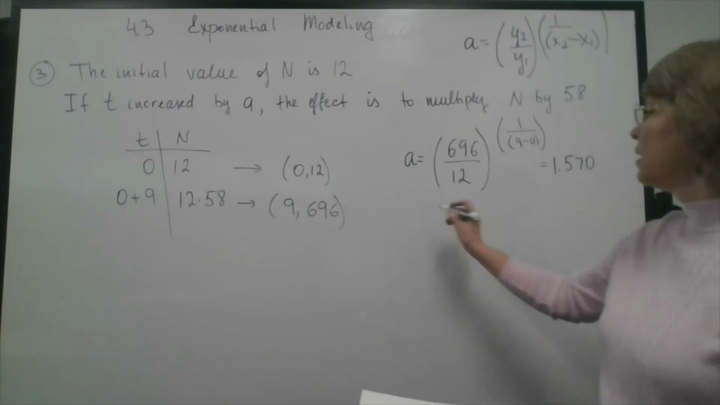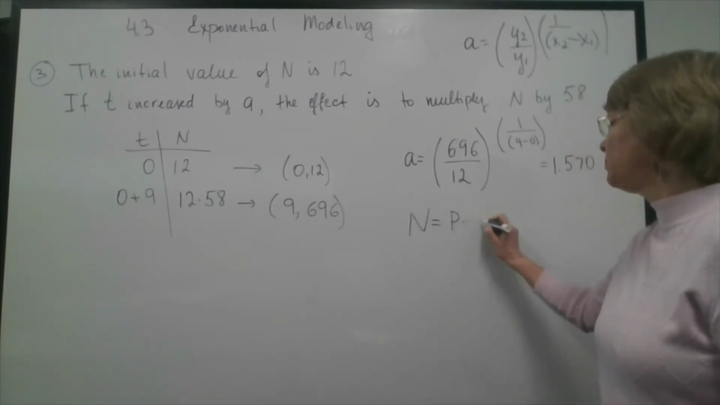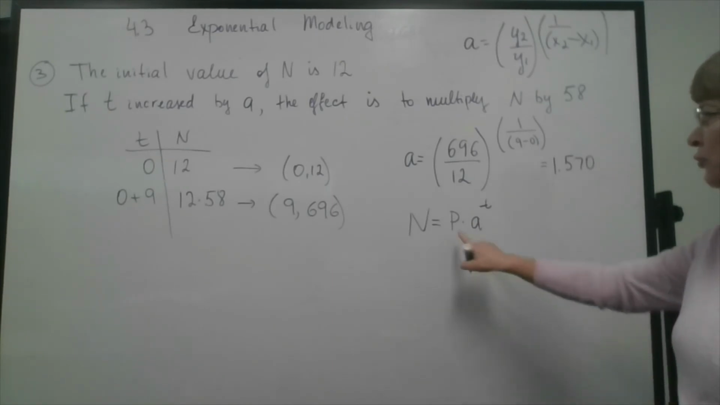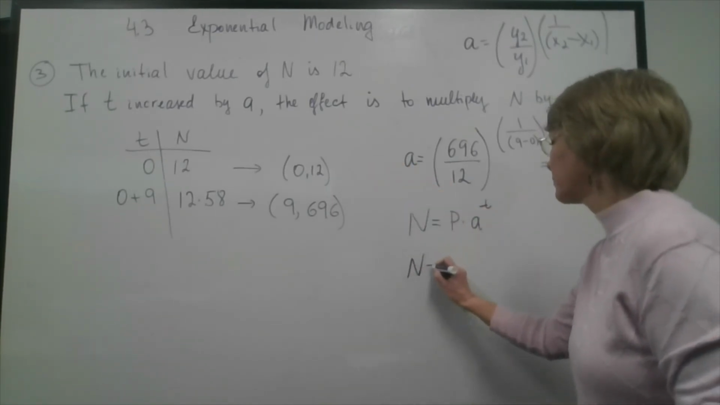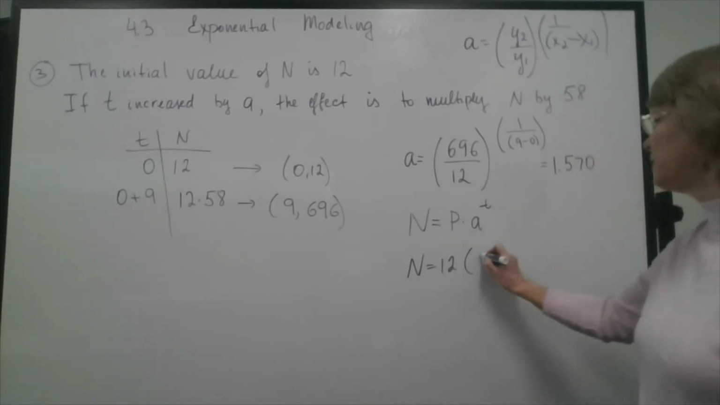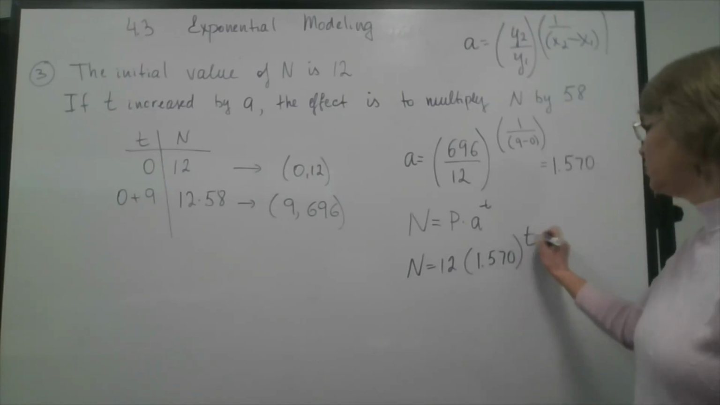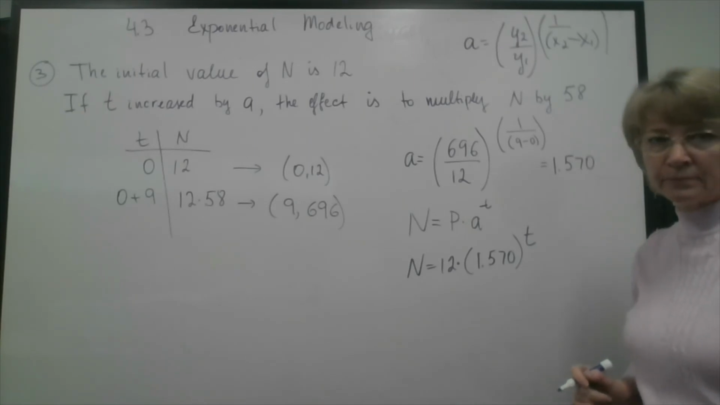So the equation is n equals p times a to the t power. Do we know p? Yes, it's 12. Do we know a? Yes, it's 1.57. Don't forget to put t. Don't forget to put big multiplication here.